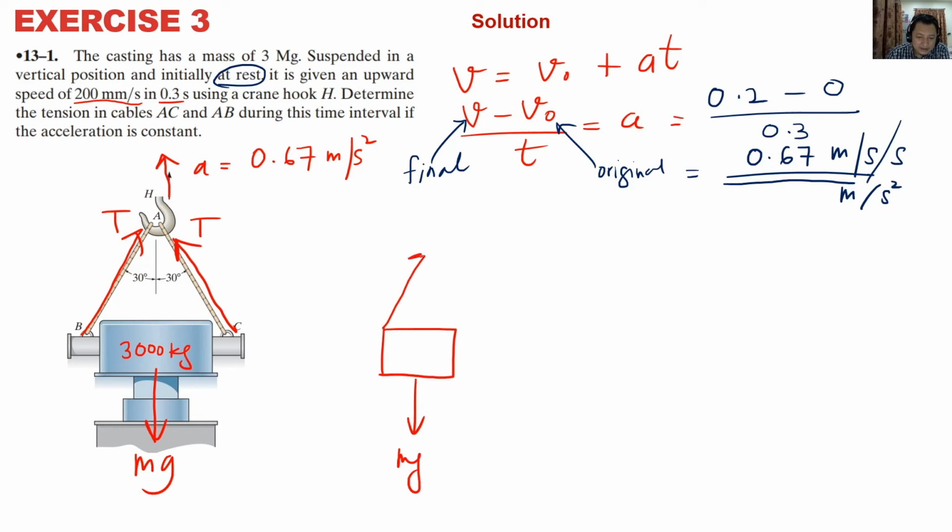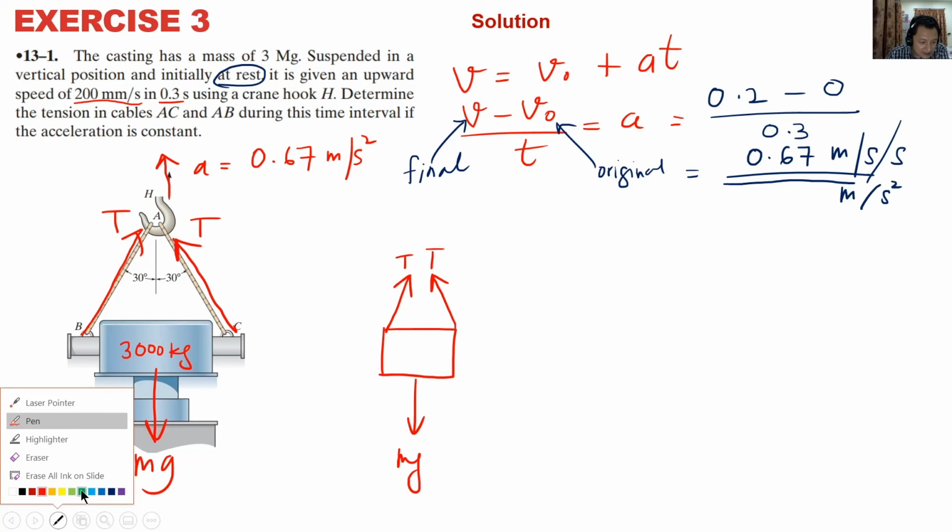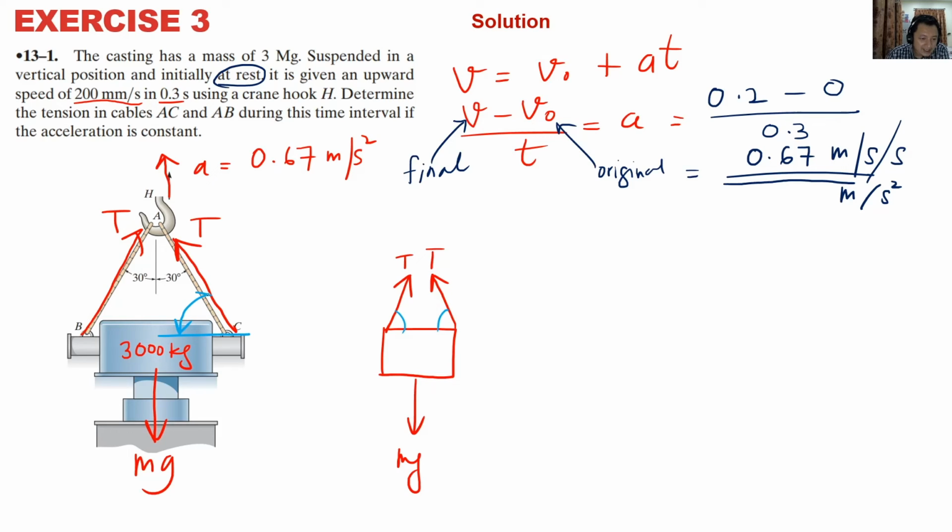This one. This one. Like that. So this force is T. This force is T. What is this angle? Have a look here. What is this angle? Answer me. Virtually 60. So this is 60, this is also 60.